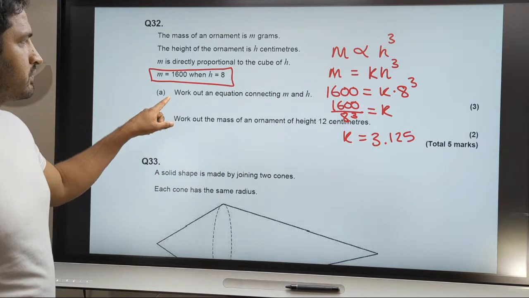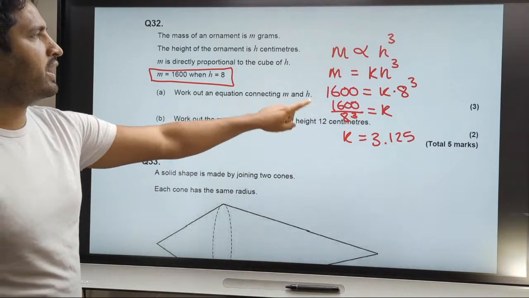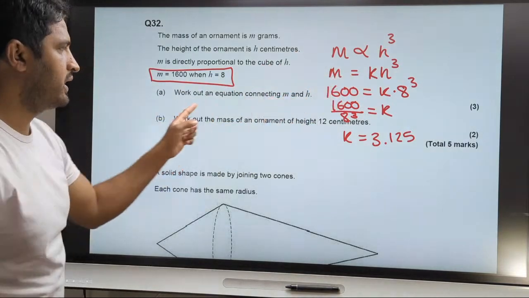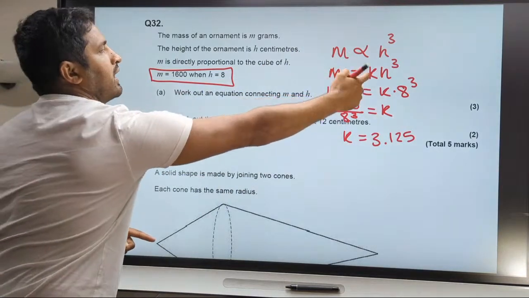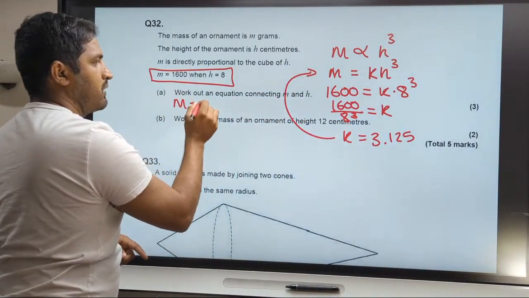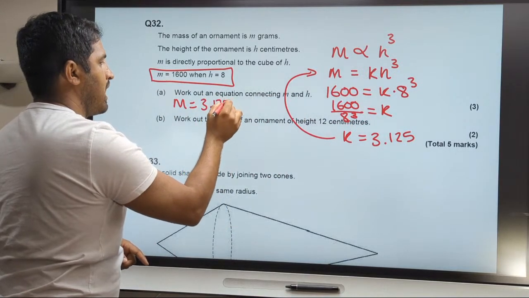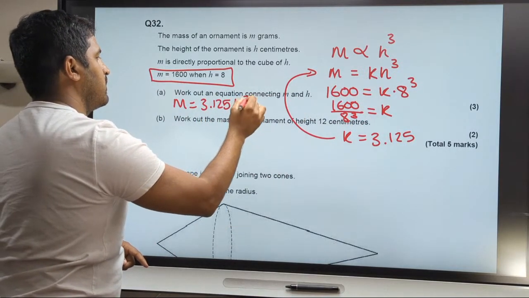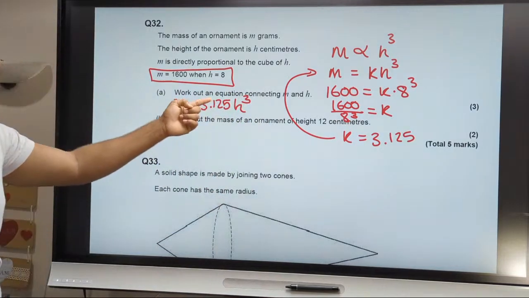So the equation that connects m and h is this one here. If you replace k back in that one, then you get m equals 3.125 times h cubed. That's it. That's the 3 marks there.